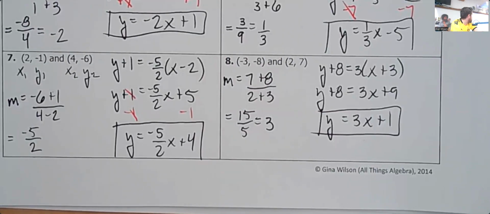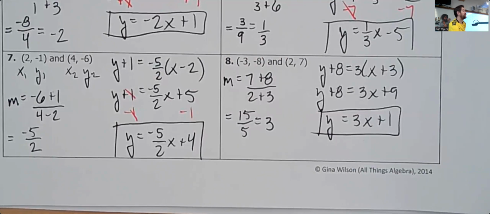So we got y plus 8 is equal to 3 times x plus 3. Distribute the 3, you get y plus 8 equals 3x plus 9. Subtract 8 from both sides, and y equals 3x plus 1. Any questions before we look at the back? Because we're going to do some different stuff on the back.